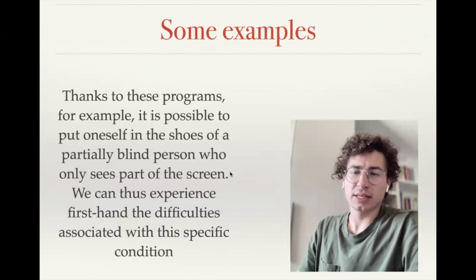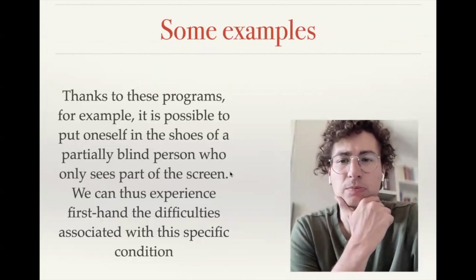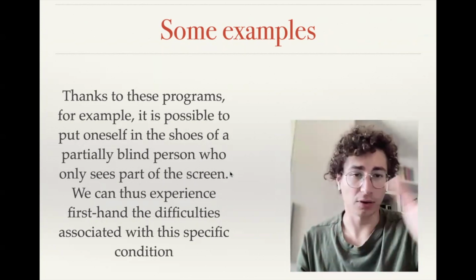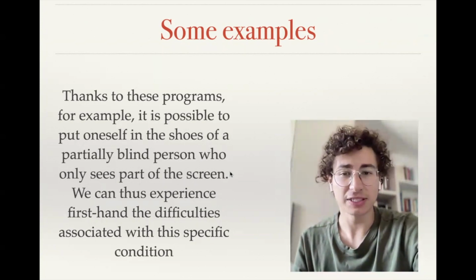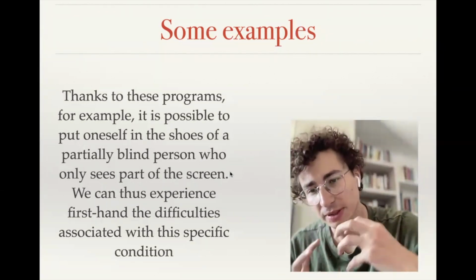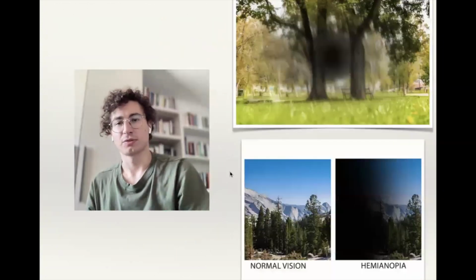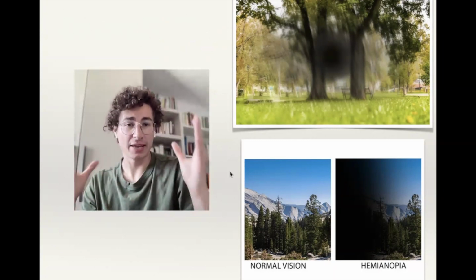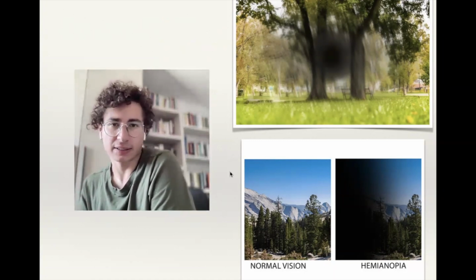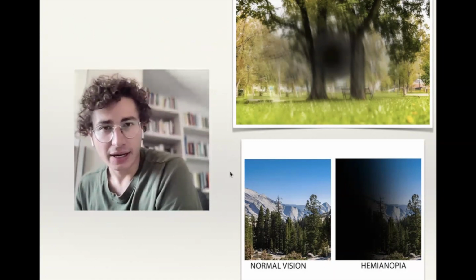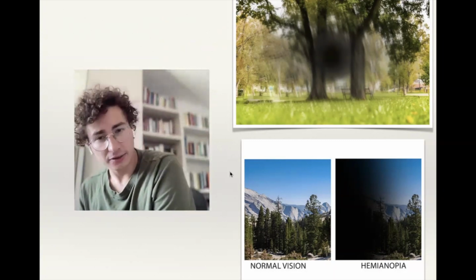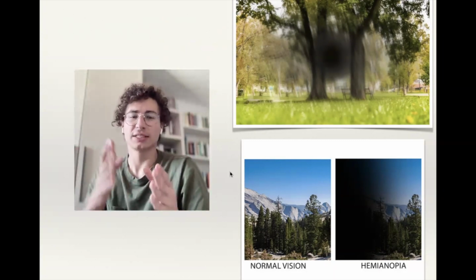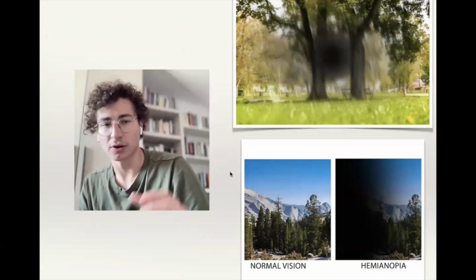Some example. Thanks to these programs, for example, it's possible to put oneself in the shoes of a partially blind person who only see part of the screen. We can thus experience firsthand the difficulties associated with this specific condition. For example, in the first image, we can see only the lateral part of the image, and we are simulating a condition of disability. And in the second image, we can see only the right part of the image and not the left part of the image.